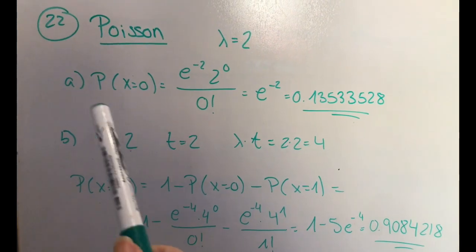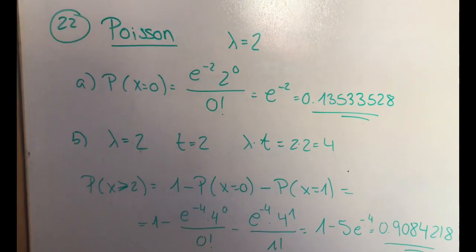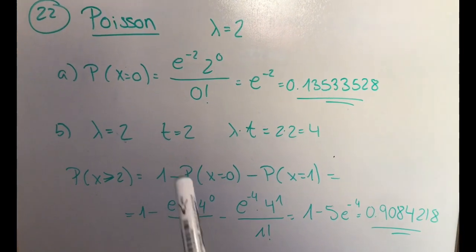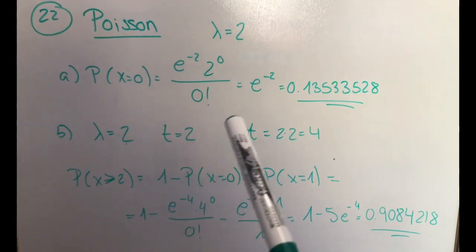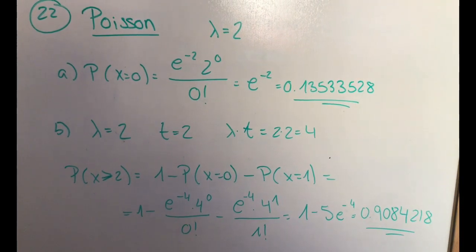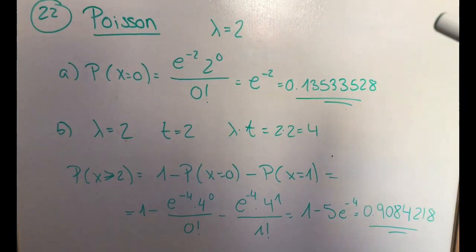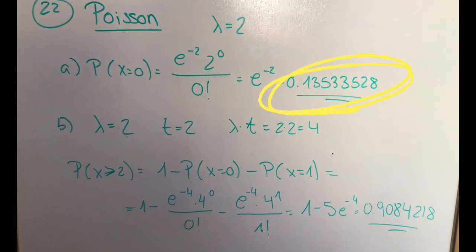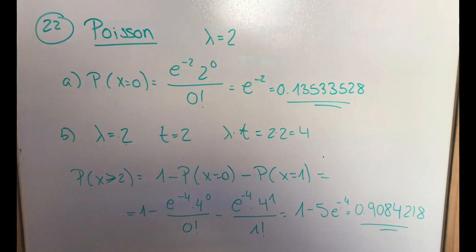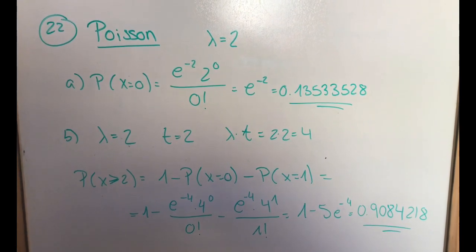In the first section, they ask for the probability of receiving no call in 1 minute. So no calls means 0. We plugged the data that we have in the Poisson distribution formula, and we obtain that result. Lastly, in section B, they're asking us for the probability of receiving at least 2 calls in a 2-minute period.